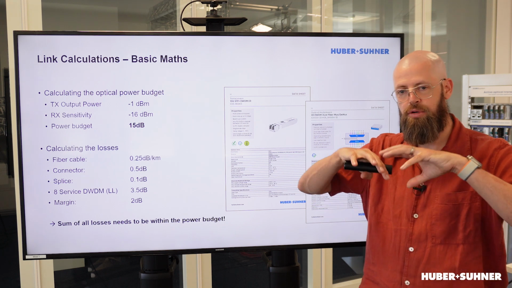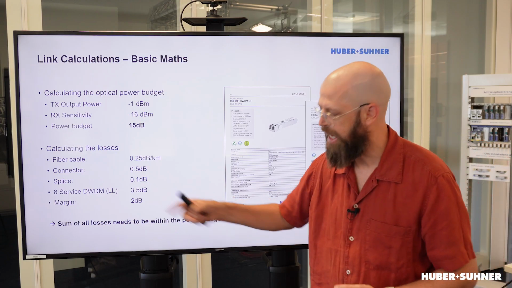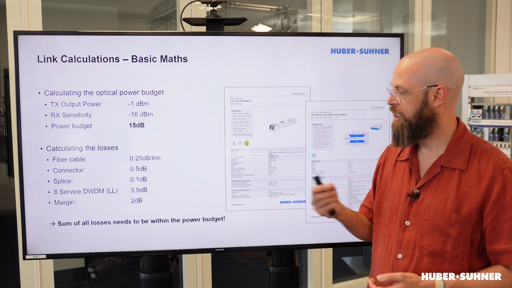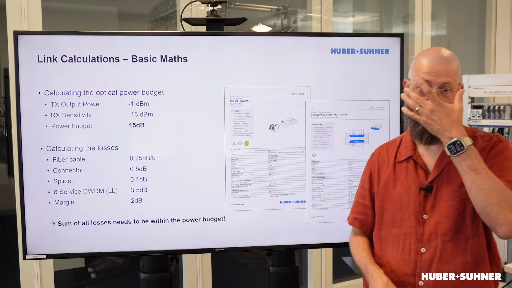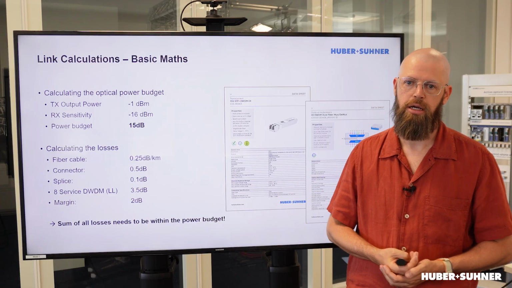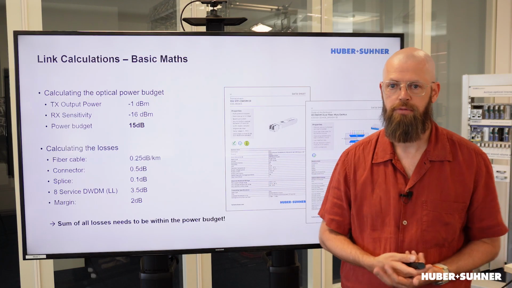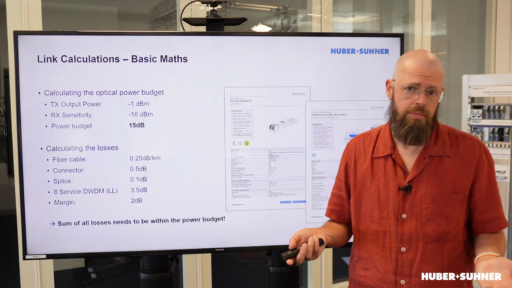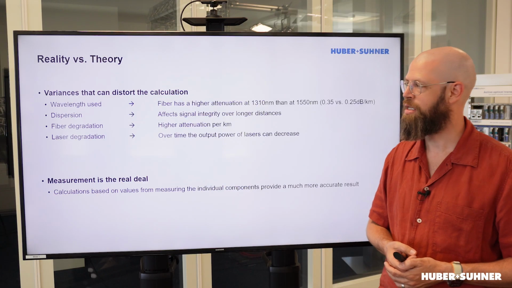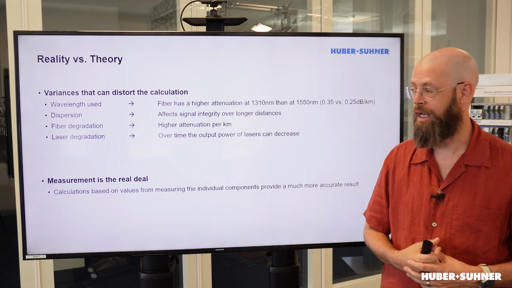Now we need to take all of those values and add them together, maybe add a little bit of margin, and then the sum of all those values needs to be within the optical power budget. So let's say we've added that all up, and we've got 14 dB of losses and an optical power budget of 15 dB, so yay, everything will work. Well, probably, but reality and theory can and will sometimes differ quite a lot, because there are some variances that can distort that calculation.